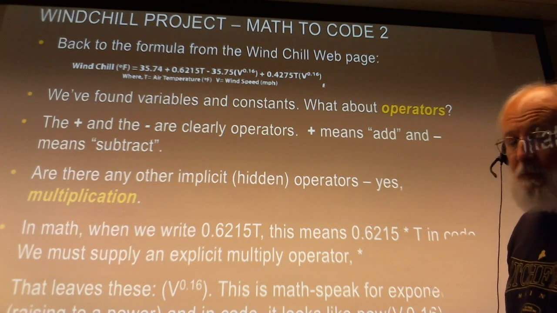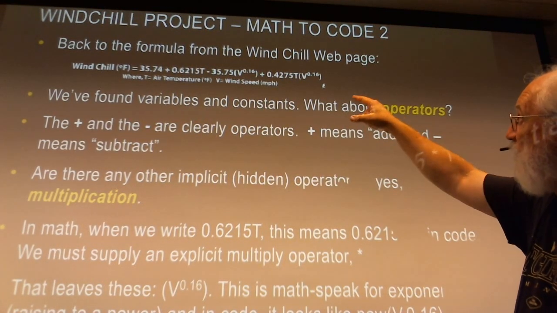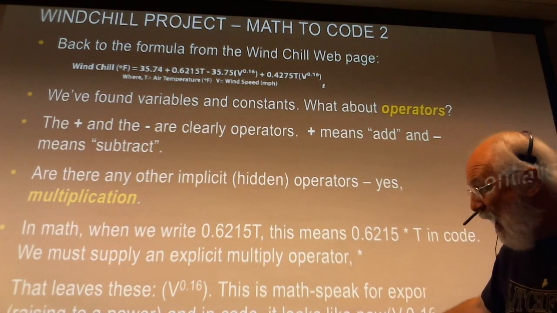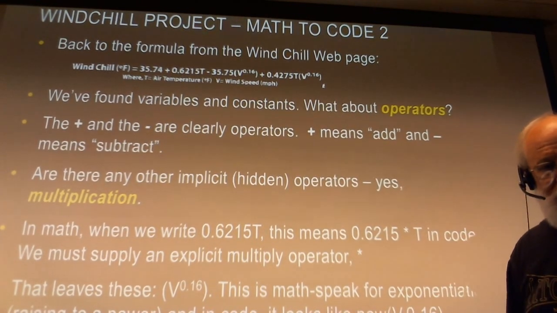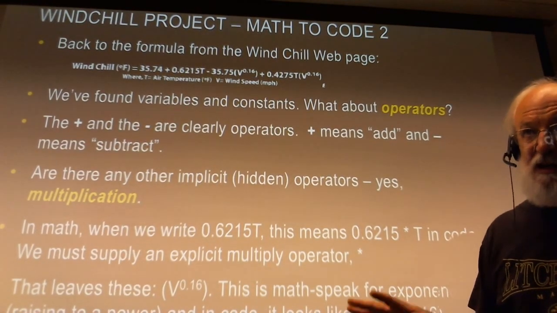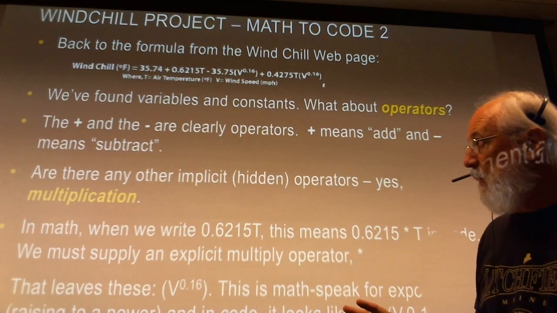So when you look up in the big equation, the big scary equation, and you see the parentheses v 0.16 in there twice, that just means we need to use the pow function 2 times. So now we have all the pieces that we need to translate this into code. That's coming up in the next video.